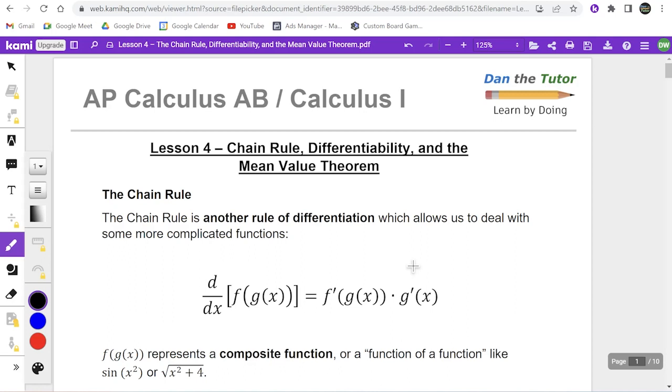In case you're wondering up until this point why I called it the Calculus AB/Calculus 1, it's because if you're in high school you probably call it Calculus AB, and if you're in college you probably call it Calc 1. So it's the exact same thing.